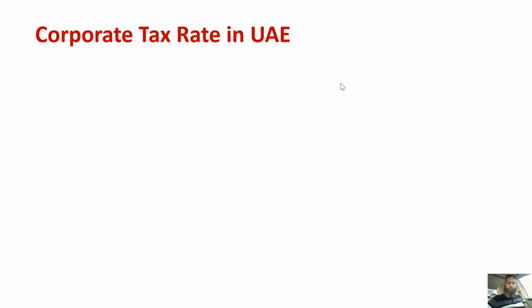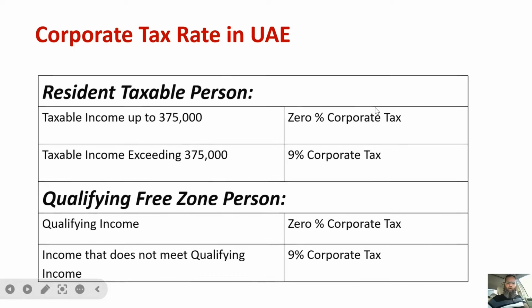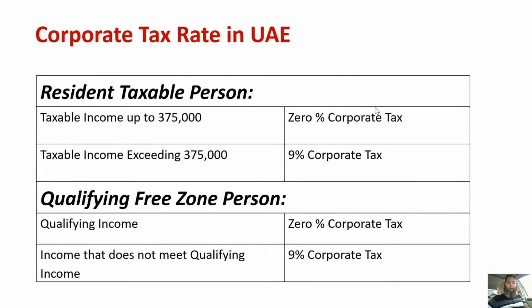Next question is, what is the corporate tax rate in UAE? To answer this question, we will go through this table. So in UAE, a taxable person is categorized into two types. One is resident taxable person, the other one is qualifying free zone person. If you are under the resident taxable person category, your income up to 375,000 will be chargeable to tax at 0%, and any amount exceeding 375,000 dirham of the taxable income will be chargeable to corporate tax at 9%.